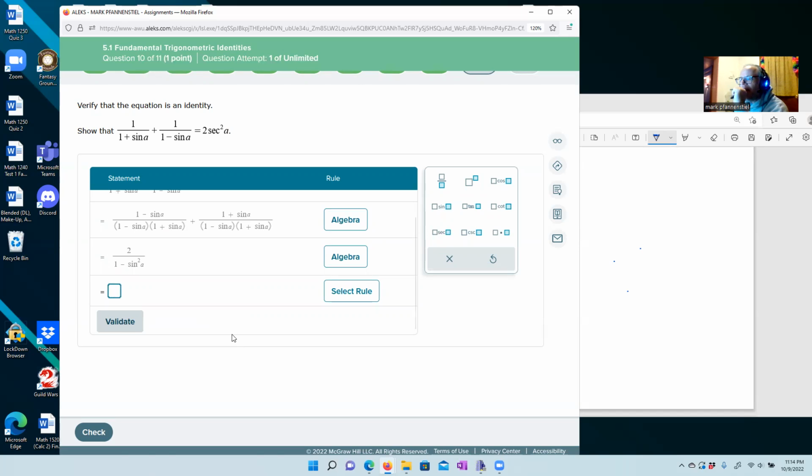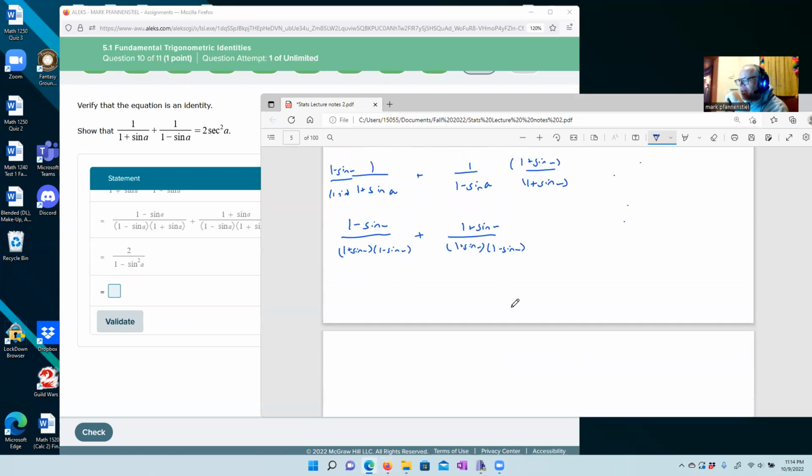All right. And now we can go back here. We can say, okay, well, now we have 2, right? Because 1 plus 1 will be 2. The sine A and minus sine A cancel. So we have 2 over 1 minus sine squared A. Okay, so remember, sine squared plus cosine squared is equal to 1. Cosine squared is equal to 1 minus sine squared. All we did was take the sine squared to the other side.